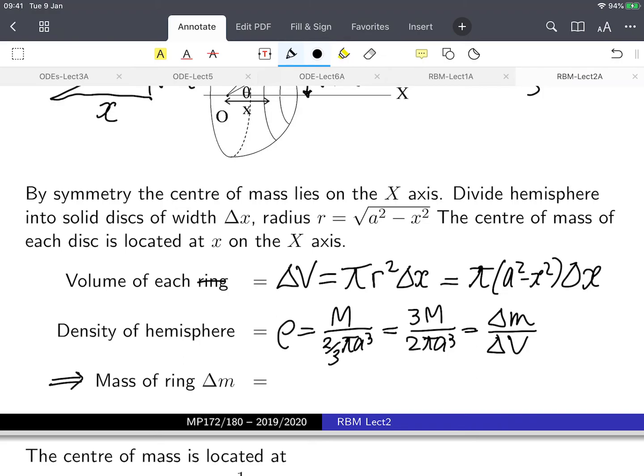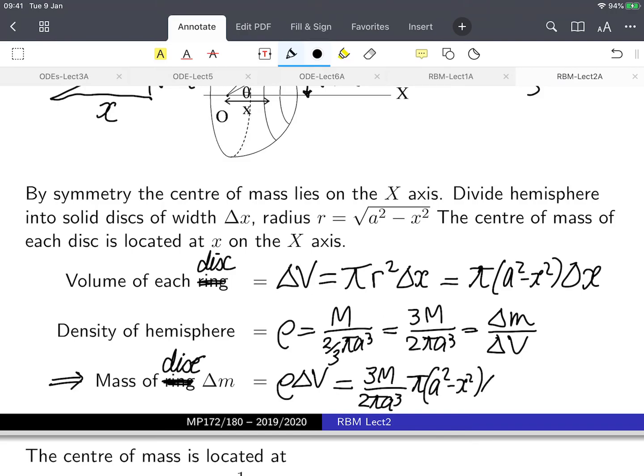Oh, I shouldn't say ring, I should say disk. It's going to be rho delta V. I get it from this equality, rho delta V. And rho I have it here, it is 3m over 2 pi a cubed. And delta V I have it above, pi (a squared minus x squared) delta x. So the pi's cancel out.